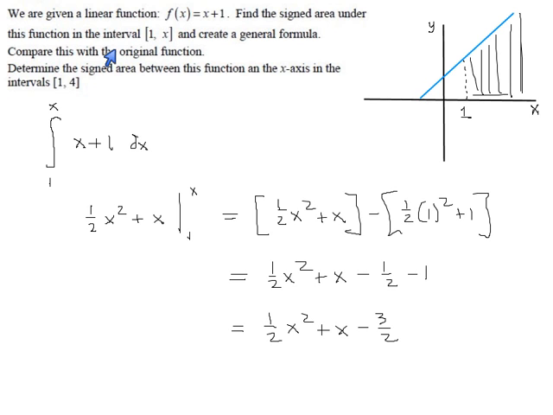Now, all of it is positive, so we don't have to worry about any negative signs coming out of here. Find the signed area under the function on the interval 1 to x, done. Create a general formula. This is it, the area, or, you know what, instead of area, I'm just going to say the integral because that's what it means. The integral of f of x dx from 1 to x equals this.